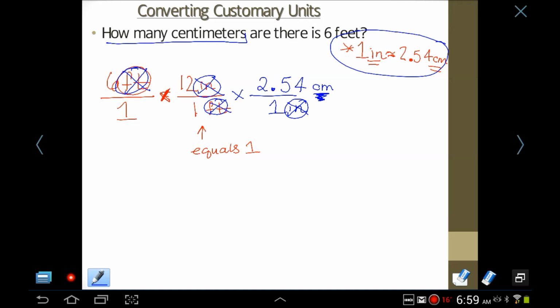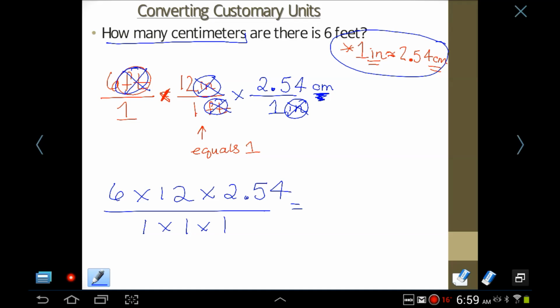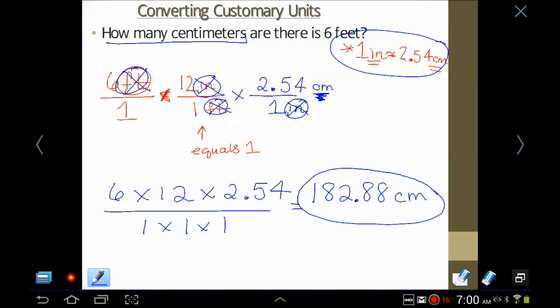All right, so now I'm going to do the math. 6 times 12 times 2.54, all over 1 times 1 times 1. This is definitely a calculator problem. And when I hit equal on my calculator, this is what comes up, 182.88 centimeters. There you go. So if you're 6 feet tall, you're about 183 centimeters tall.